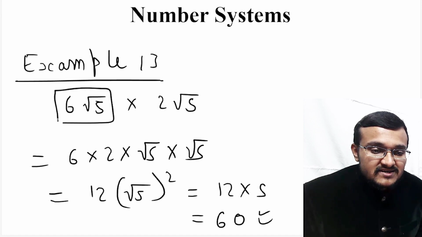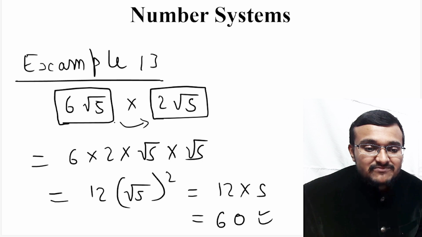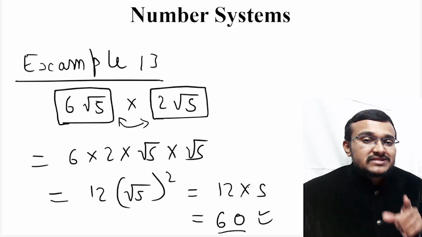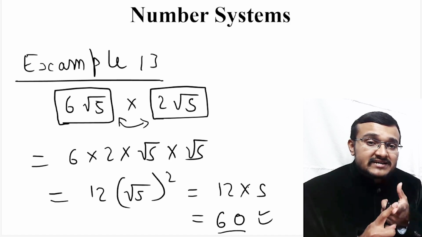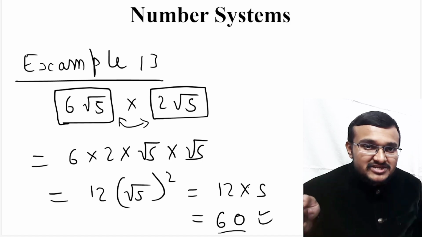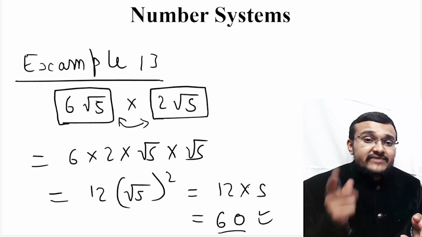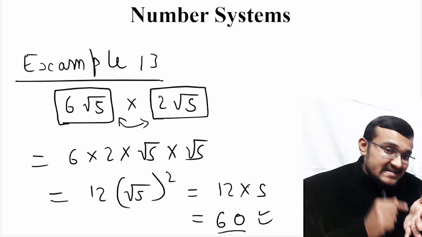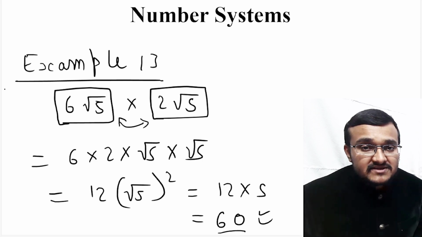So here you can see 6 root 5 is an irrational number and 2 root 5 is also an irrational number. When you are multiplying irrational numbers, you are getting a rational number. So that means whenever you do multiplication, division, addition, subtraction of two irrational numbers, you might get either a rational number or an irrational number. But whenever you do multiplication, addition, subtraction, division between a rational number and an irrational number, then you will always get an irrational number.